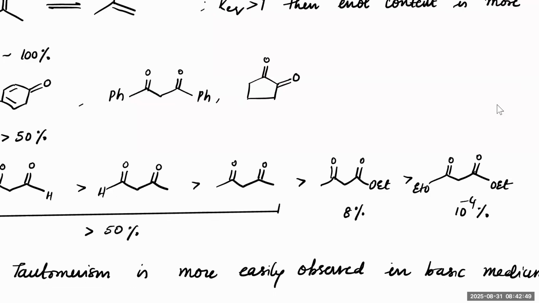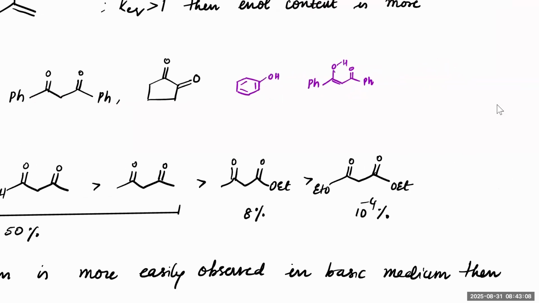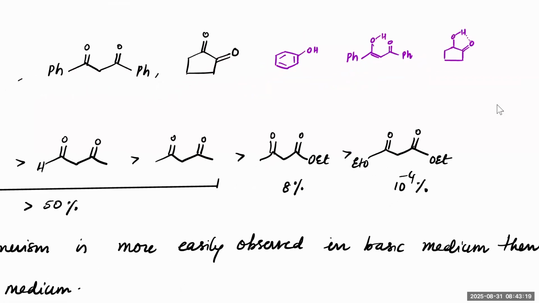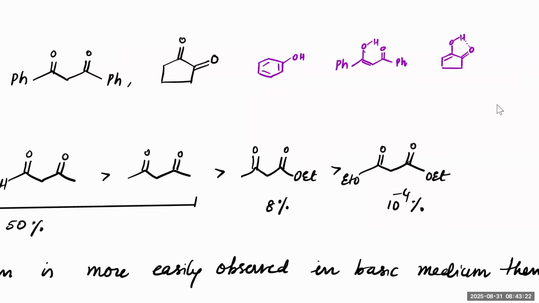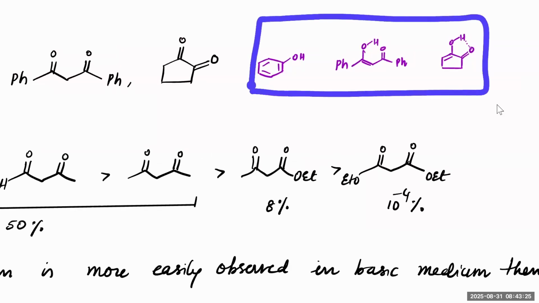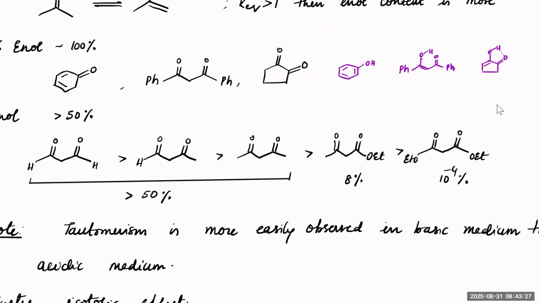What is their respective enol part? You see, the first one is this one. This is the enol form, which we call phenol. And the second one, OH, this one. This is also the enol form. This one is also the enol form, like this. So these are the respective enol forms, right? And they are more stable in this case.